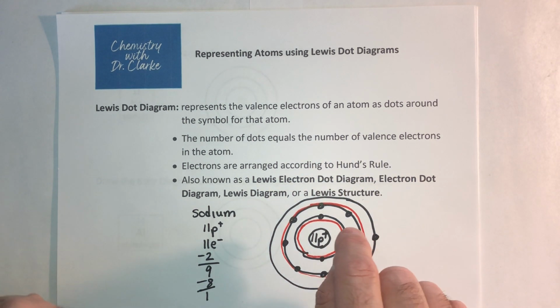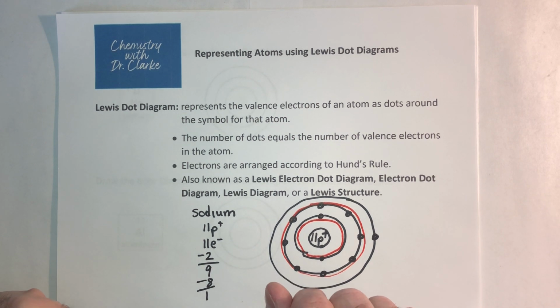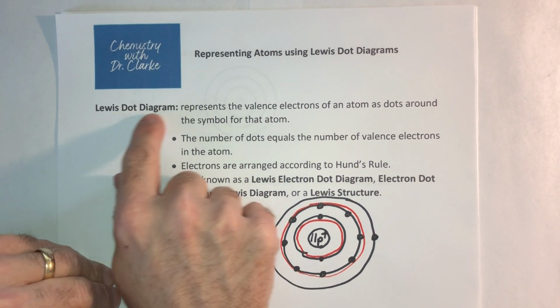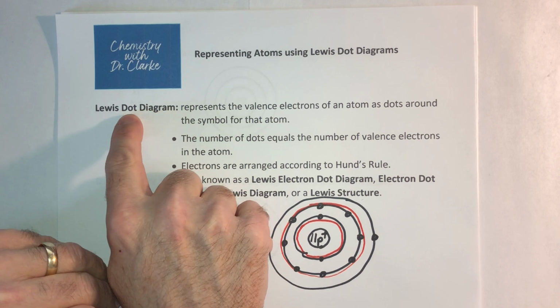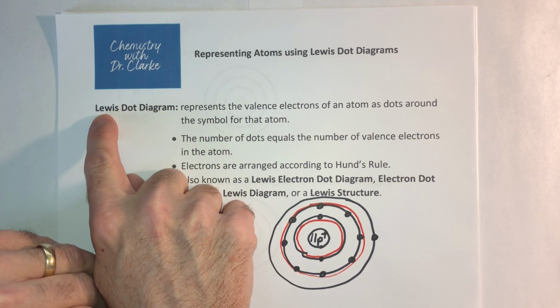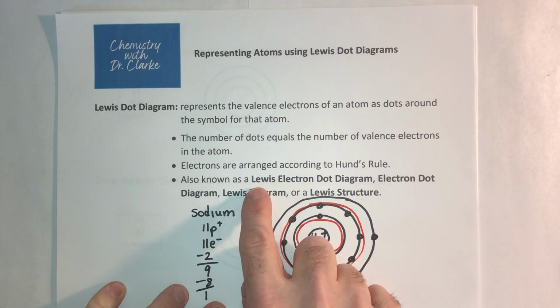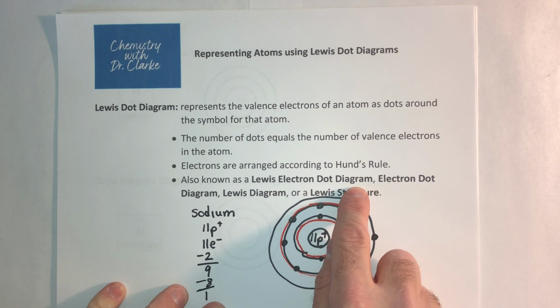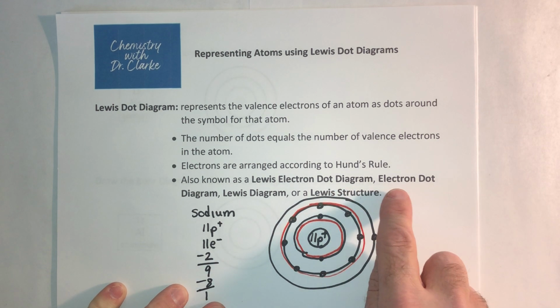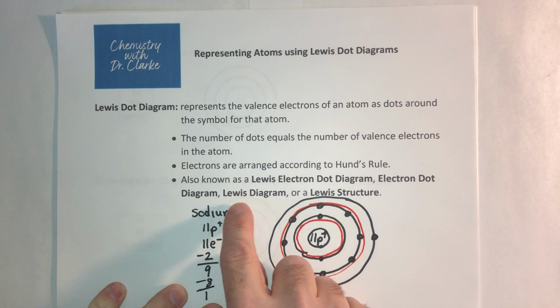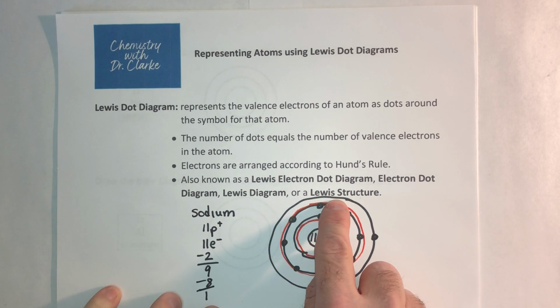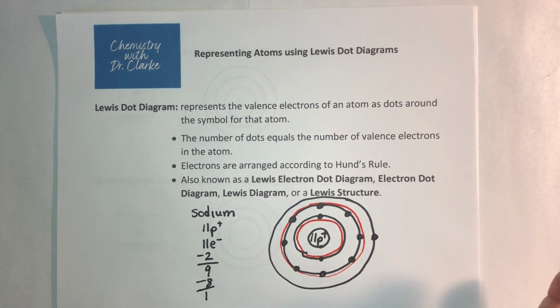Now, the other thing is, this is known by many different names. My personal favorite is Lewis dot diagram, because the diagram's all about the dots, and Lewis was involved. So that's the name I like. But you can call them Lewis electron dot diagrams, which is a bit of a mouthful. You can call them just electron dot diagrams, or just Lewis diagrams, or you can call them Lewis structures. So they have a wide variety of names. Depending on what textbook or teacher or assignment you're working on, you could see any one of those.